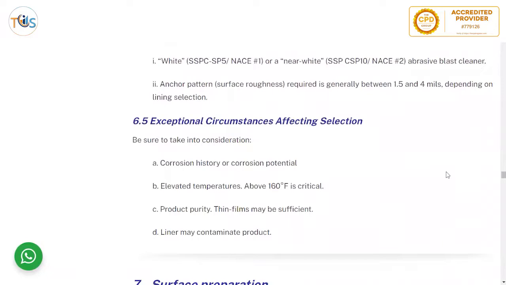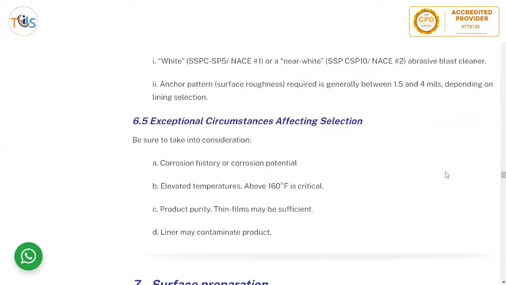More specific data: white metal should be SSPC SP5 or NACE 1, or a near white, SSPC SP10 or NACE 2, abrasive blast cleaner. Anchor pattern: surface roughness required is generally between 1.5 and 4 mils, depending on lining selection.